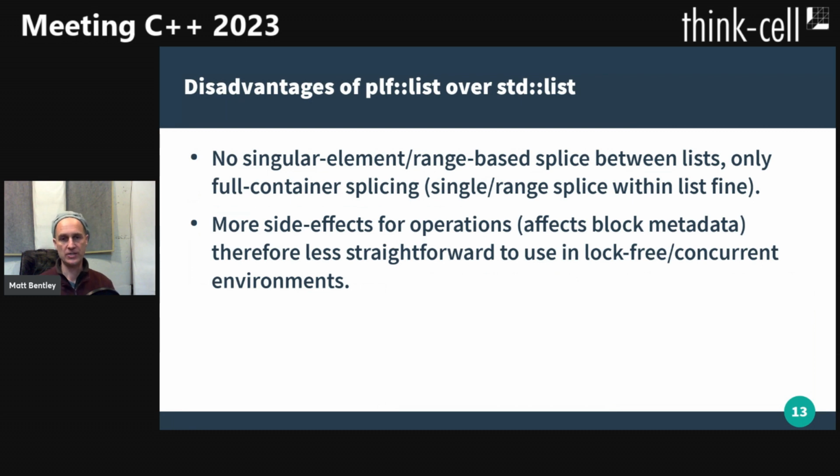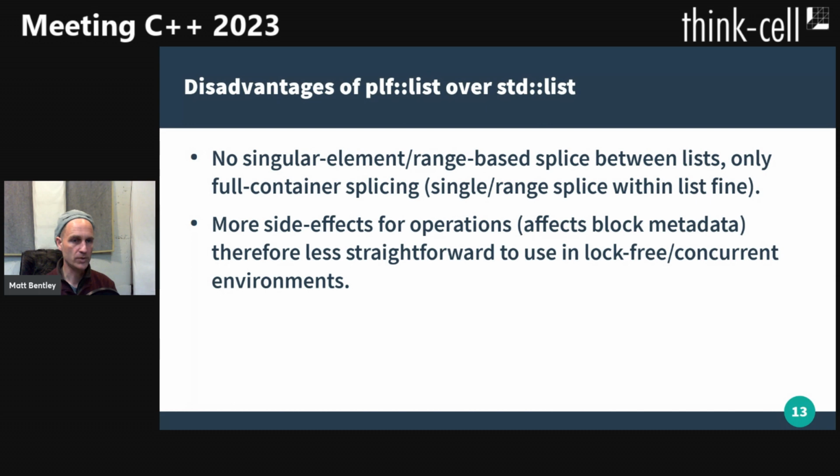There are some disadvantages of this implementation. There's no singular element or range-based splicing between lists. There's only full container splicing. And that's because we're allocating nodes in chunks. So if you're splicing with std::list, you can take all of these elements and chuck them into here. And it doesn't matter because they're just individual allocations. But with PLF list, you can't split a block in half because then you invalidate all of your pointers and iterators to elements, which means that it's not actually a splice operation anymore. It's more like a move or copy element operation.